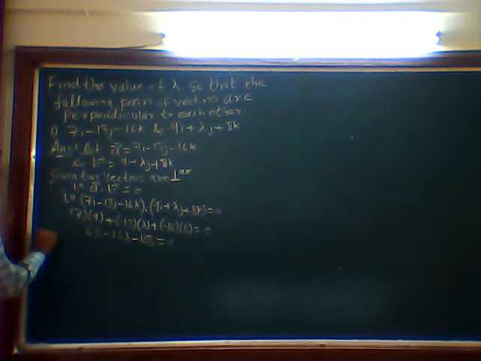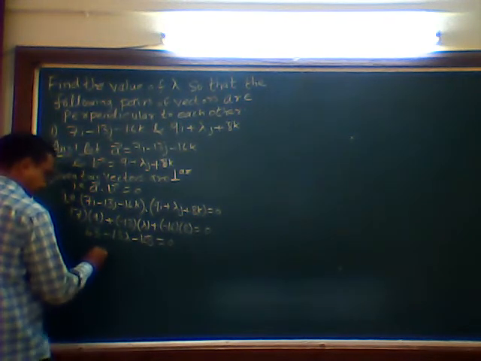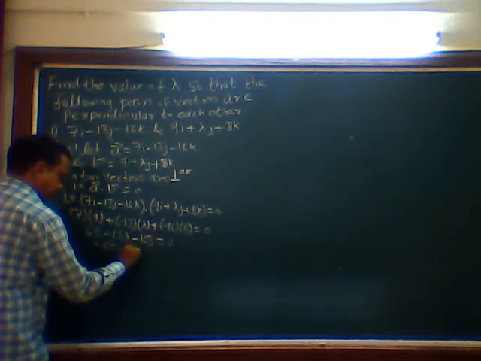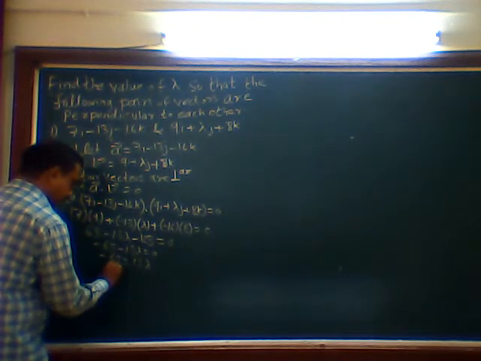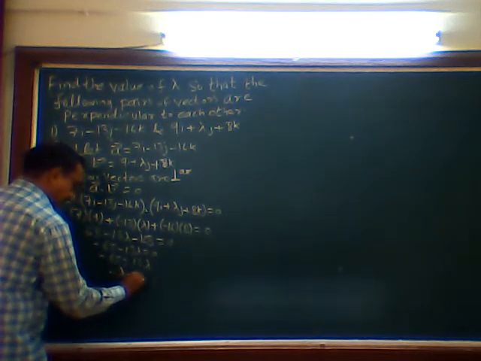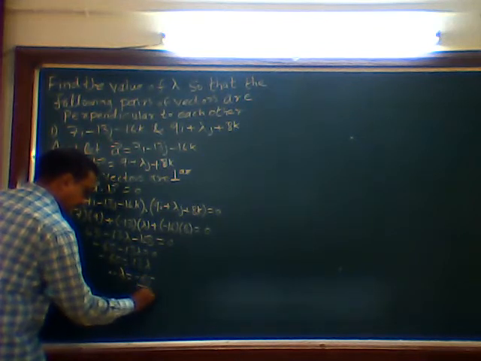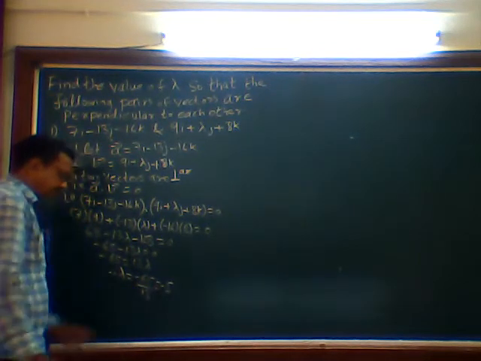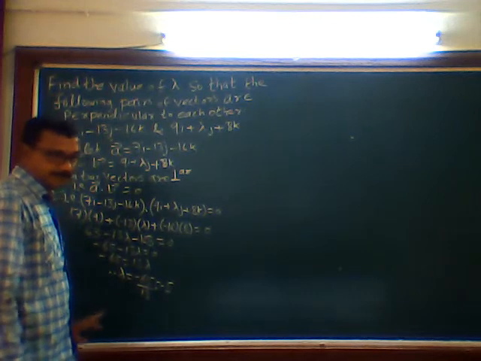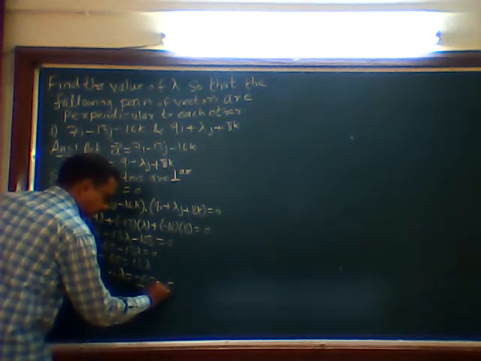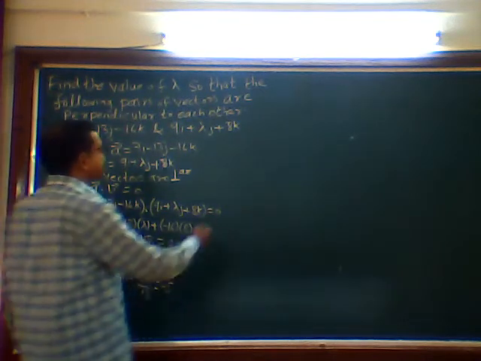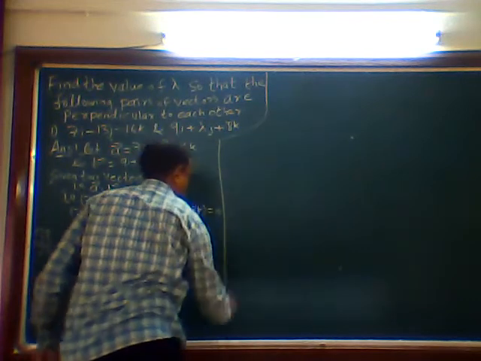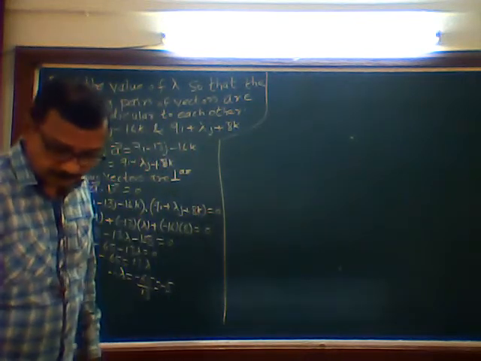So now 63 minus 128 means how much? That is 128 minus 63, 65, so minus 65 minus 13 lambda is equal to 0. Minus 65 is equal to 13 lambda. Therefore, lambda is equal to minus 65 divided by 13, that is 5. So lambda value is minus 5. Next, we do another problem.